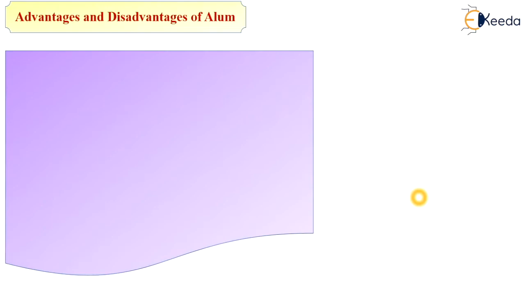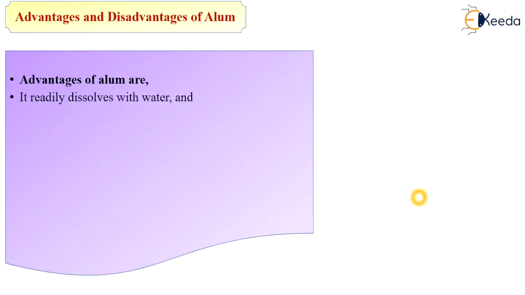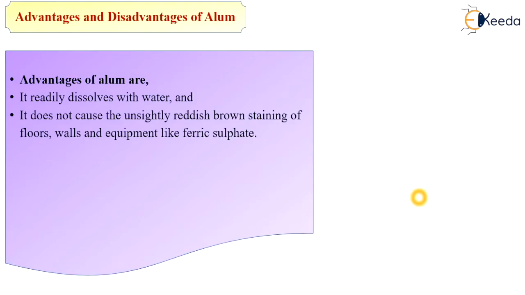The advantages and disadvantages of alum. It is the commonly used coagulant because it readily dissolves in water. It does not cause the unsightly reddish-brown staining of floor, wall and equipment like ferric sulfate.